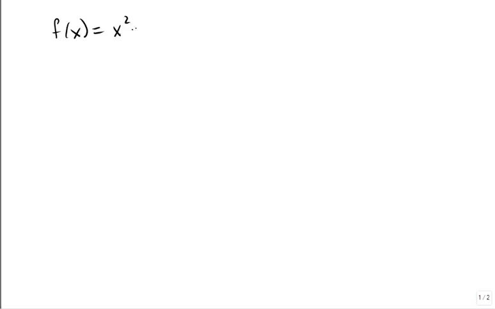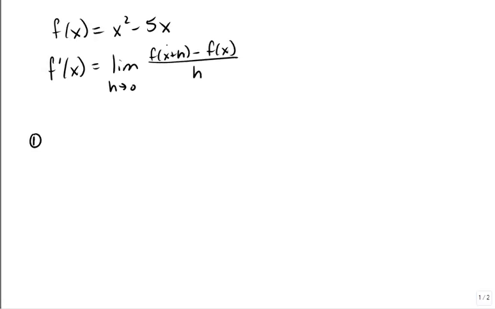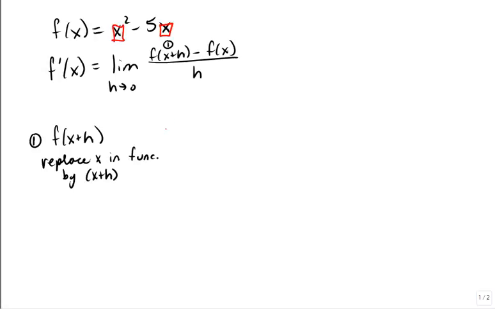Let's take x squared minus 5x. The derivative is the limit as h goes to 0 of f of x plus h minus f of x, all over h. So the first step, we're going to do f of x plus h. And this says replace x in the function by x plus h in parentheses. So wherever there's an x, we're going to substitute x plus h. So it's going to be x plus h squared minus 5 times x plus h.